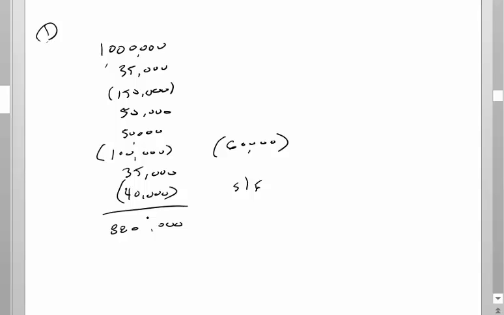Okay. Now I reduce that by my credits of 35 and 25. So I reduce that by 60. 292. Right? Okay. So my tax return should reflect a payable of 292.